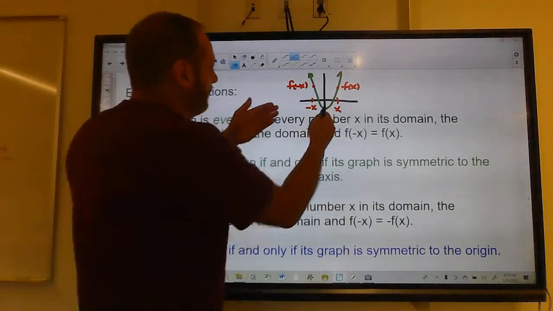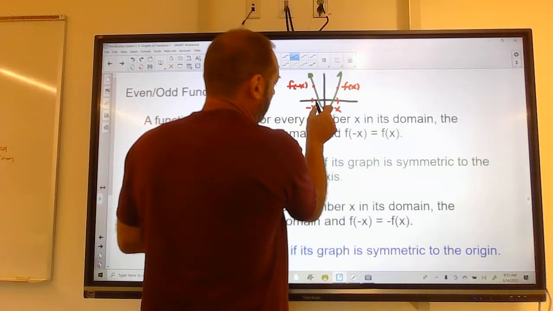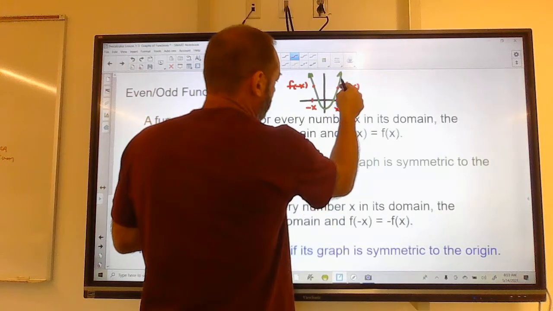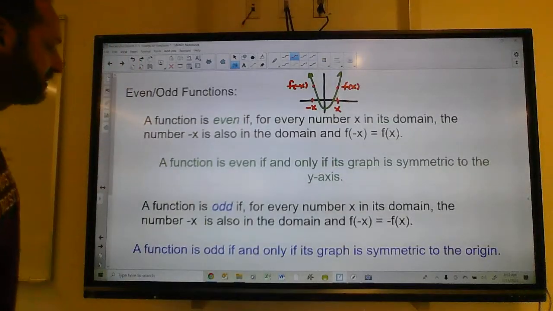And if I move my x closer to the y-axis, then the negative x also moves closer to the y-axis. This would move inward, and this would move inward at the same rate, so they're always going to be the same.